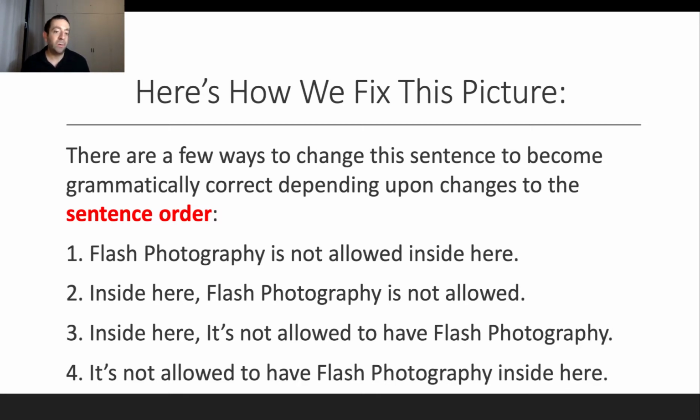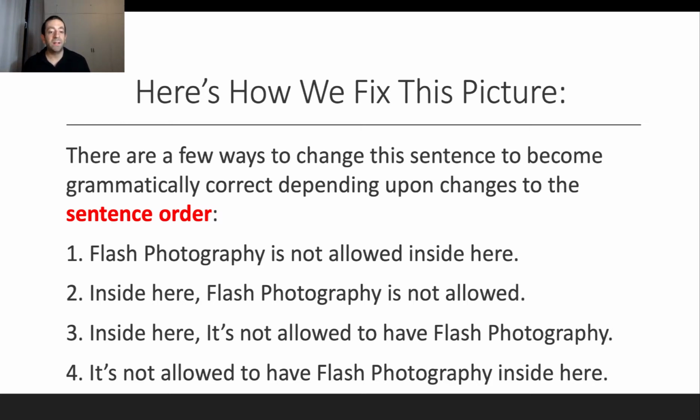So inside here, we kept that, but then we added photography after flash, is not allowed, period. And then we have correct punctuation there with the comma. Number 3, we also have inside here, but then we also use it's as our subject. It's not allowed to have flash photography. So we keep the it's, but then we also add flash photography to the end of the sentence.